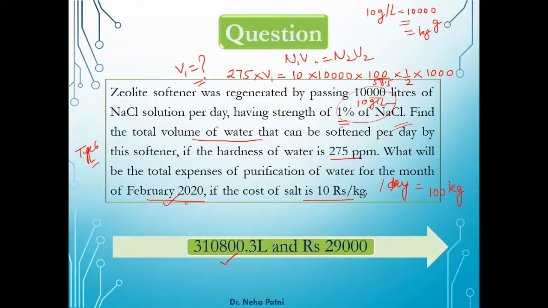Now in February 2020, I hope you remember it would be 29 days. So the per day calculation is this. For 29 days, 2900 kg would be the calculation. Now if 1 kg is 10 rupees, then 2900 kg would be 29,000 rupees. That is how you have to calculate the total expenses of purification. You just have to focus on which month is given here, multiply it with the number of days, multiply it with the cost, and you are good to go. You can calculate this easily.